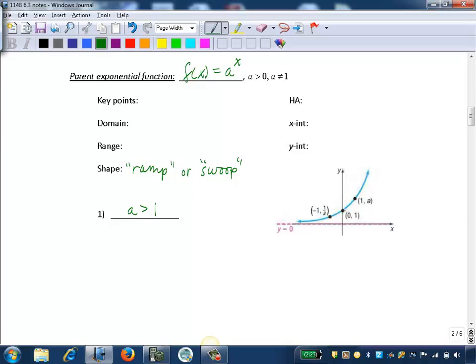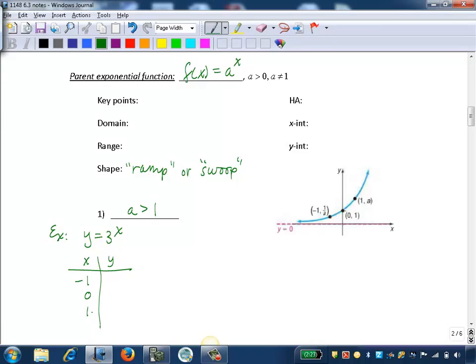So let's look at an example with a specific function here. If a is greater than 1, an example of that would be y equals 3 to the x. So if we make a table of values here, an xy table, we know that easy key points that are convenient when we're sketching graphs are 0, 1, and negative 1. It turns out those do work here. So we'll do negative 1, 0, and 1.